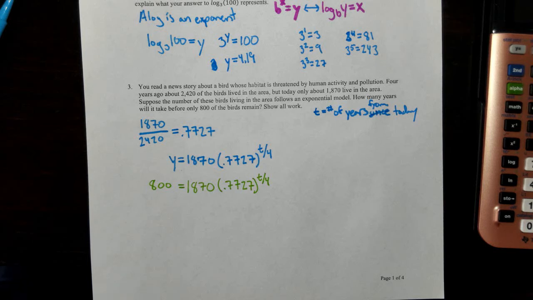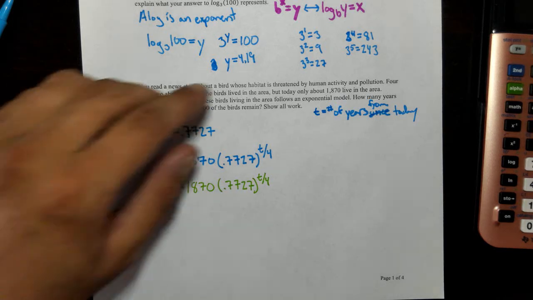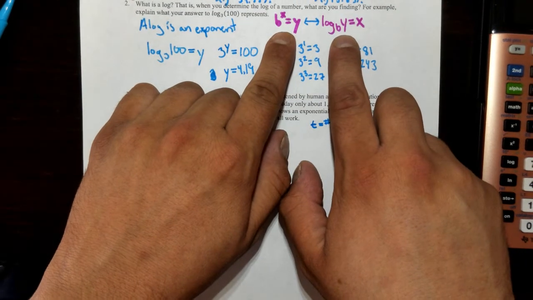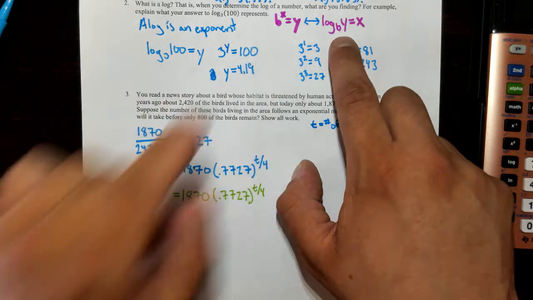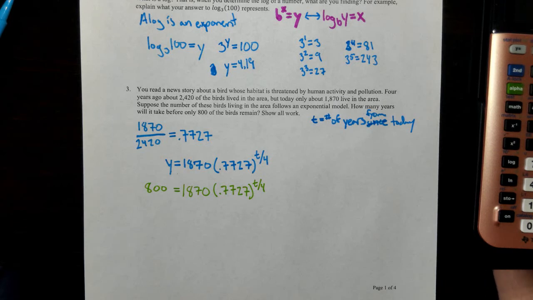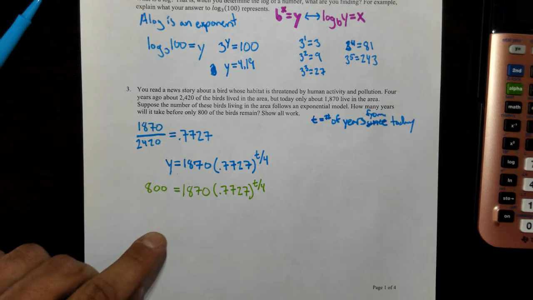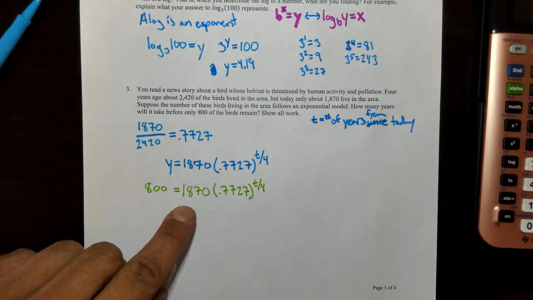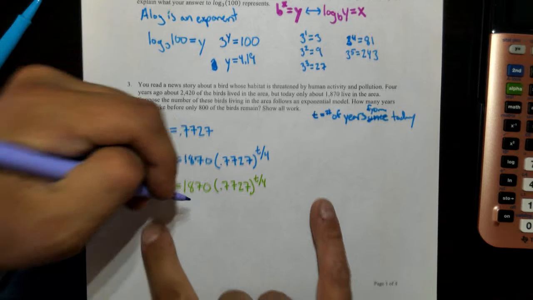And so now we're tasked with solving for values when working with exponential functions. When we're solving for them, we will definitely be using this idea of going in between exponential form and logarithmic form. So in our quest to solve for t, that's what we're solving for in this case, we want to go ahead and divide both sides by this 1870.